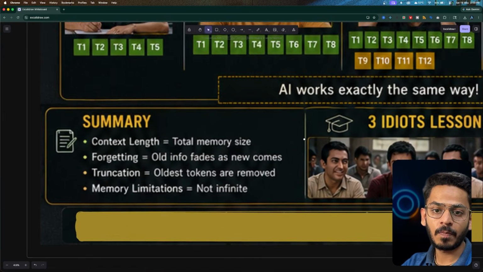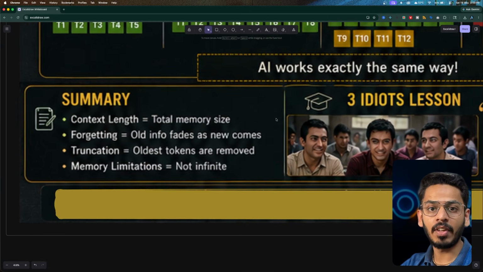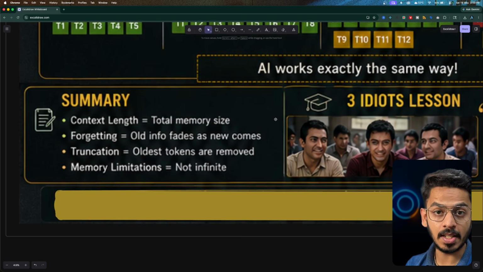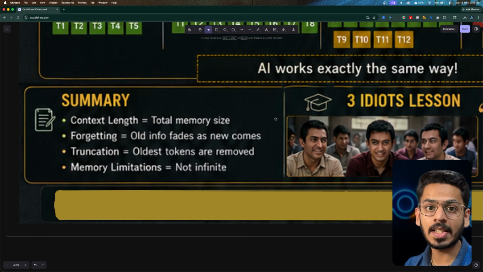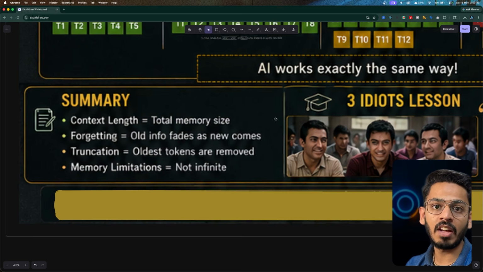Taking a summary here, the context length that we are given here is the total memory size. Forgetting happens when the old information fades as the new information comes. Truncation happens when the oldest tokens are removed when the new information comes, to remember the latest information. And here we have memory limitations, where we can say the memory is not infinite.